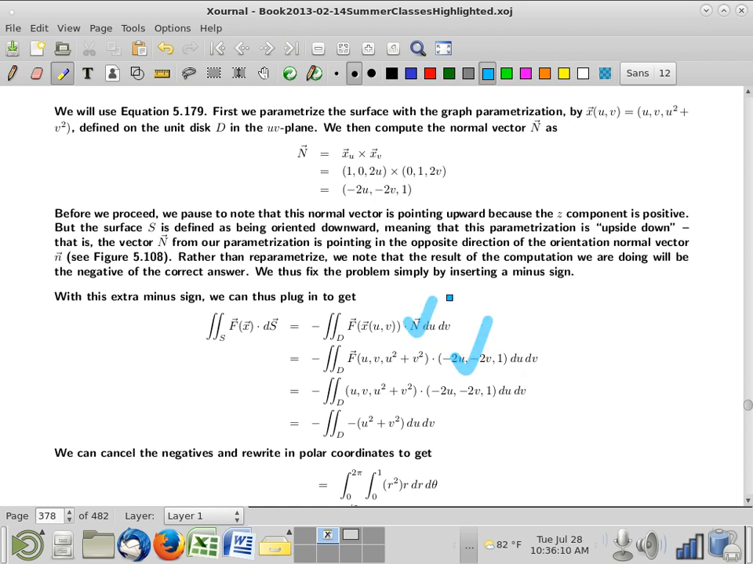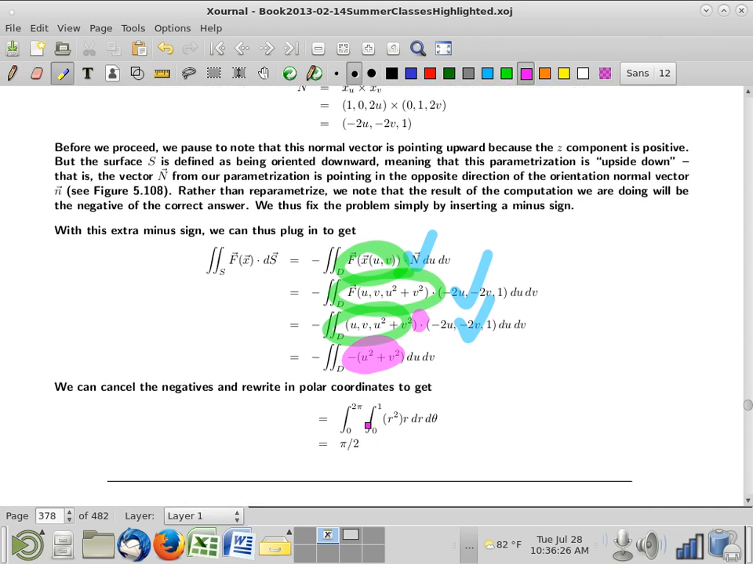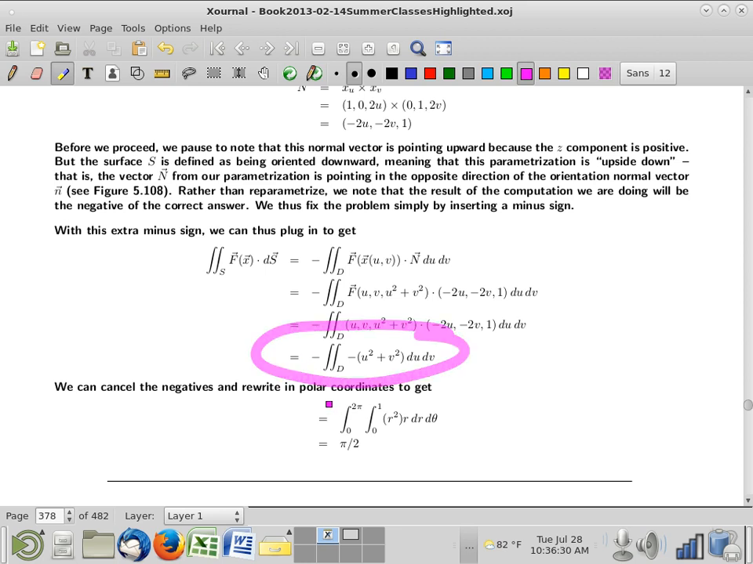There's that normal vector. We plug the parameterization into the vector field. Plug in like so. Dot it. Dot product turns into that. And lo and behold, you've got an integral to compute. You can write it in polar coordinates. Turns out really nice in polar coordinates, and there's your answer. Make sense? Okay.